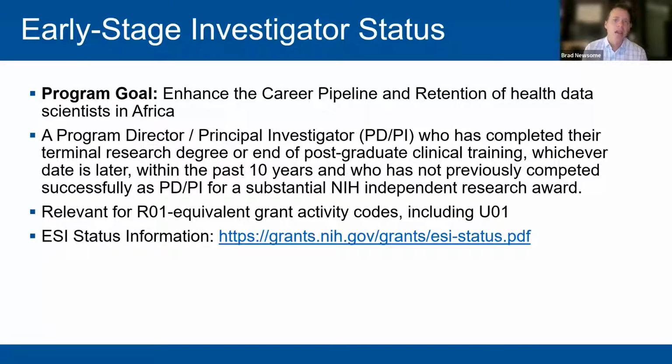How we define a substantial independent award is considered an R01 equivalent grant mechanism, including a UO1. This mechanism, as a UO1, is an R01 equivalent. There is further information on the NIH website about what is considered an R01 equivalent grant activity code, and more information generally on ESI status. While this is not a requirement for receiving a UO1, we are prioritizing this, and we want to encourage early stage investigators to be applying for these really unique awards.